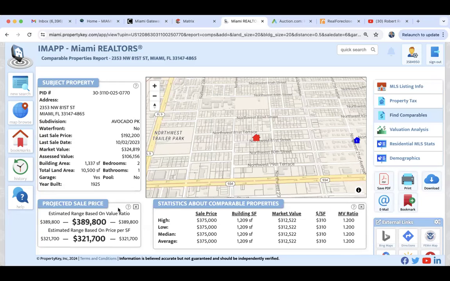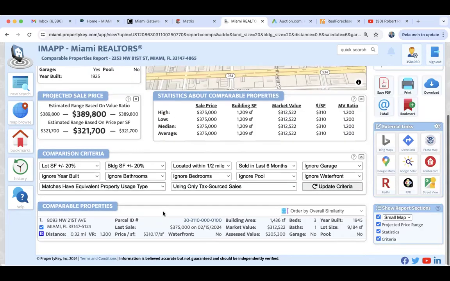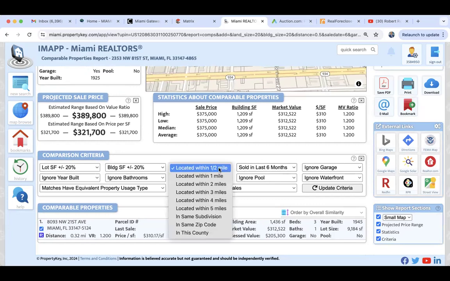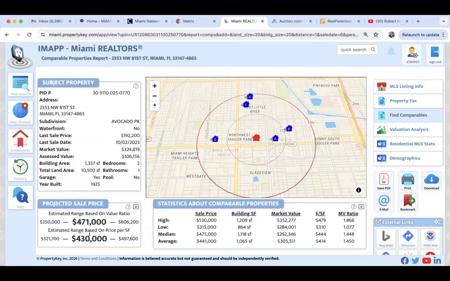All right. So that's going to give us one comparable, and that's right over here. And that property sold for how much? $375,000. Now, if you want to see more properties within a 6-month period, then we may stretch this out to 1 mile and then click on update criteria. And now we're looking at several sales within the same area. However, this little gray radius that you see here, that's your half-mile radius. And this red radius is your 1 mile radius.